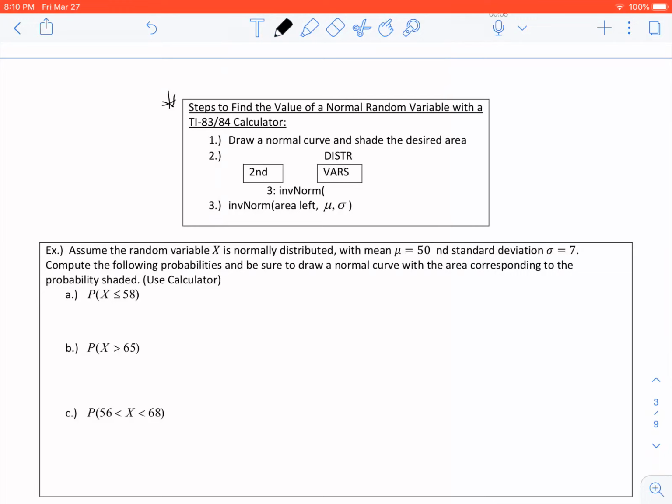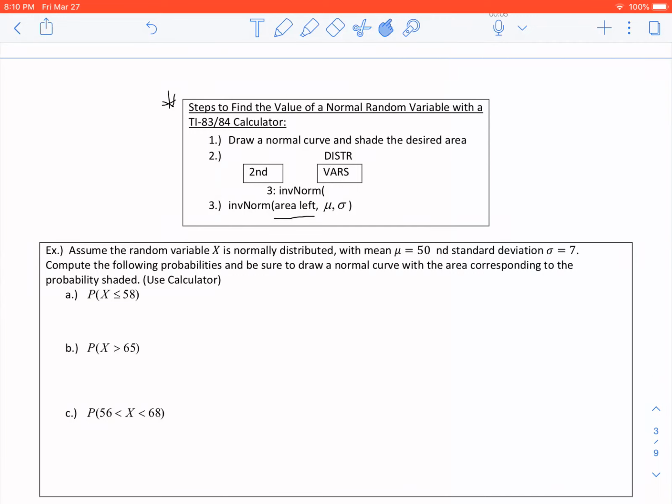And then you're going to go to second vars and find, for me it was number 3, inverse norm. And then inverse norm, it's going to be typed in the area to the left, mu and sigma. And if you have a newer style calculator, you can actually select left, right, or middle.